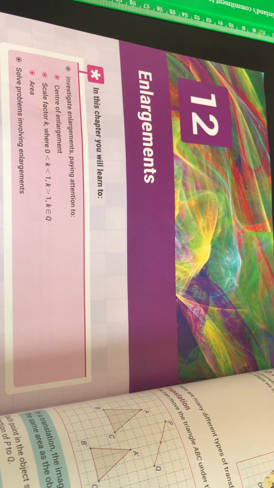Next chapter, all to do with your geometry, is enlargements. Again, some of you could be very familiar with this and probably fly through it. Those of you who didn't do TG or DCG, just take your time, go through this video and go through the worksheet that I'm sending on as well with this.